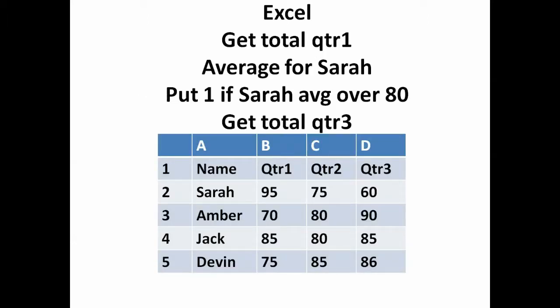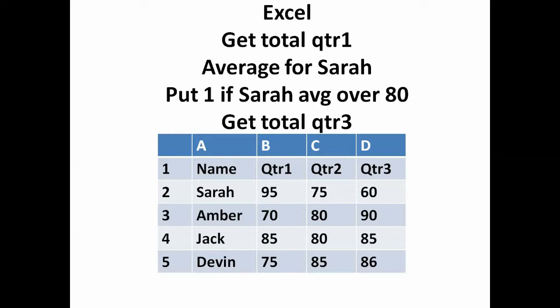Excel, to get the total for quarter 1. Quarter 1 is in column B. To add up all the values in column B, you would say equal sum B2, because that's the first number, colon, because there's a set of numbers, B5, because that's the last number.